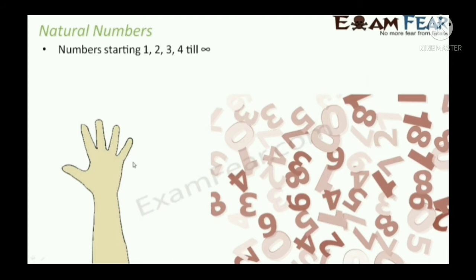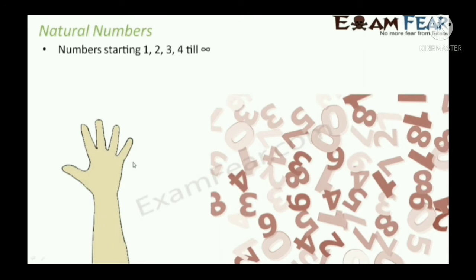The number of fingers in your hand is 5, which is a natural number. Now, if I ask you how many hands do you have, that's again 2, which is a natural number. If I ask you how many pages are there in your book, maybe 500 or 600 or even 1000.